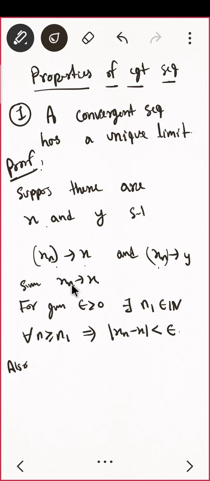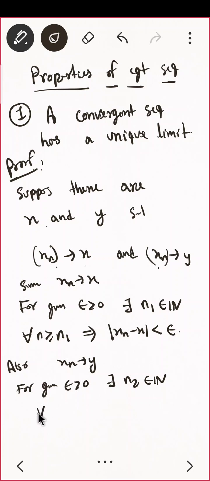Also we have xn converges to y also. So for the same epsilon, that is epsilon positive, there must exist an n2 belonging to natural numbers, correct? For given epsilon positive, there must exist an n2 such that for all n greater than or equal to n2, you have xn minus y less than epsilon. Is that clear? Nothing has been done yet. I'm just writing the definition of both things. Is that clear to you? Is the thing clear?